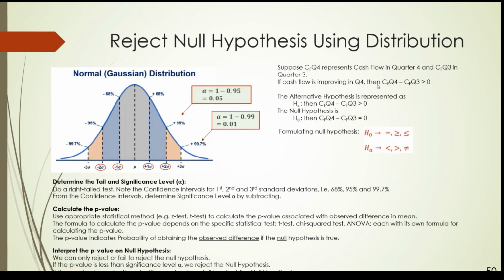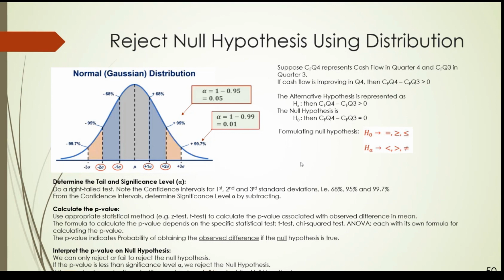So the null hypothesis is what? The null hypothesis is that we are not making money. Not making money means that quarter 4 minus quarter 3 is 0. So that's the null hypothesis. Once we have the null hypothesis, forget about the actual hypothesis. Just look at the null hypothesis.